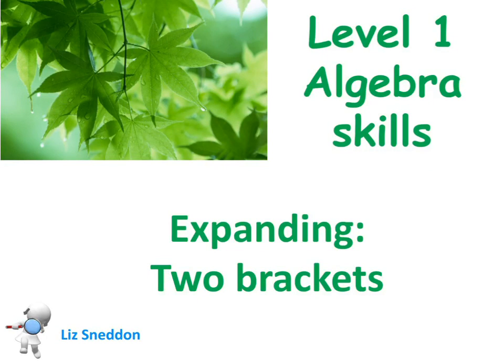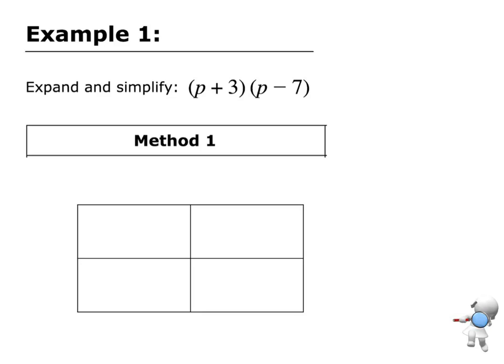Let's look at expanding two brackets. So here is method number 1. What I've got here is p plus 3 being multiplied by p minus 7. We want to multiply every term in one bracket by every term in the other.